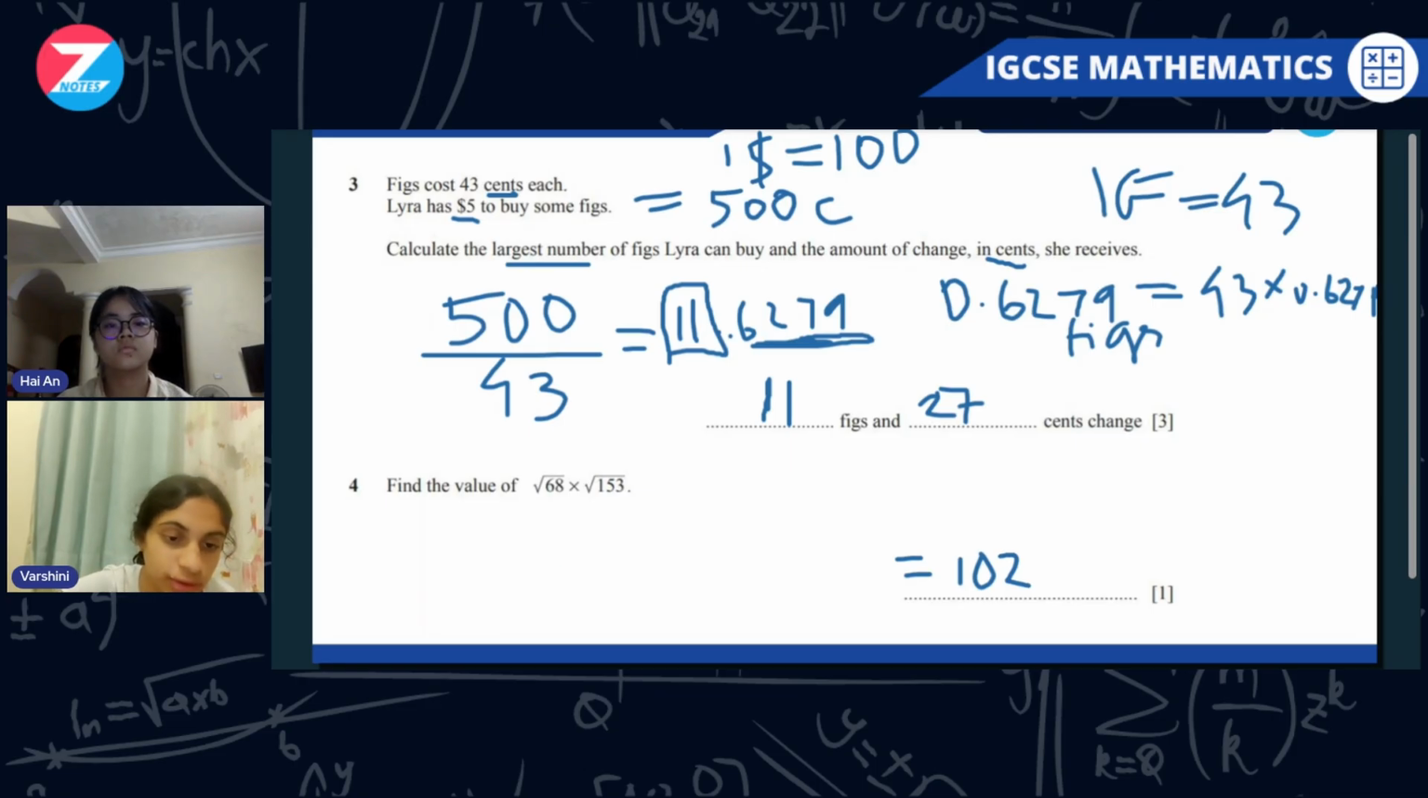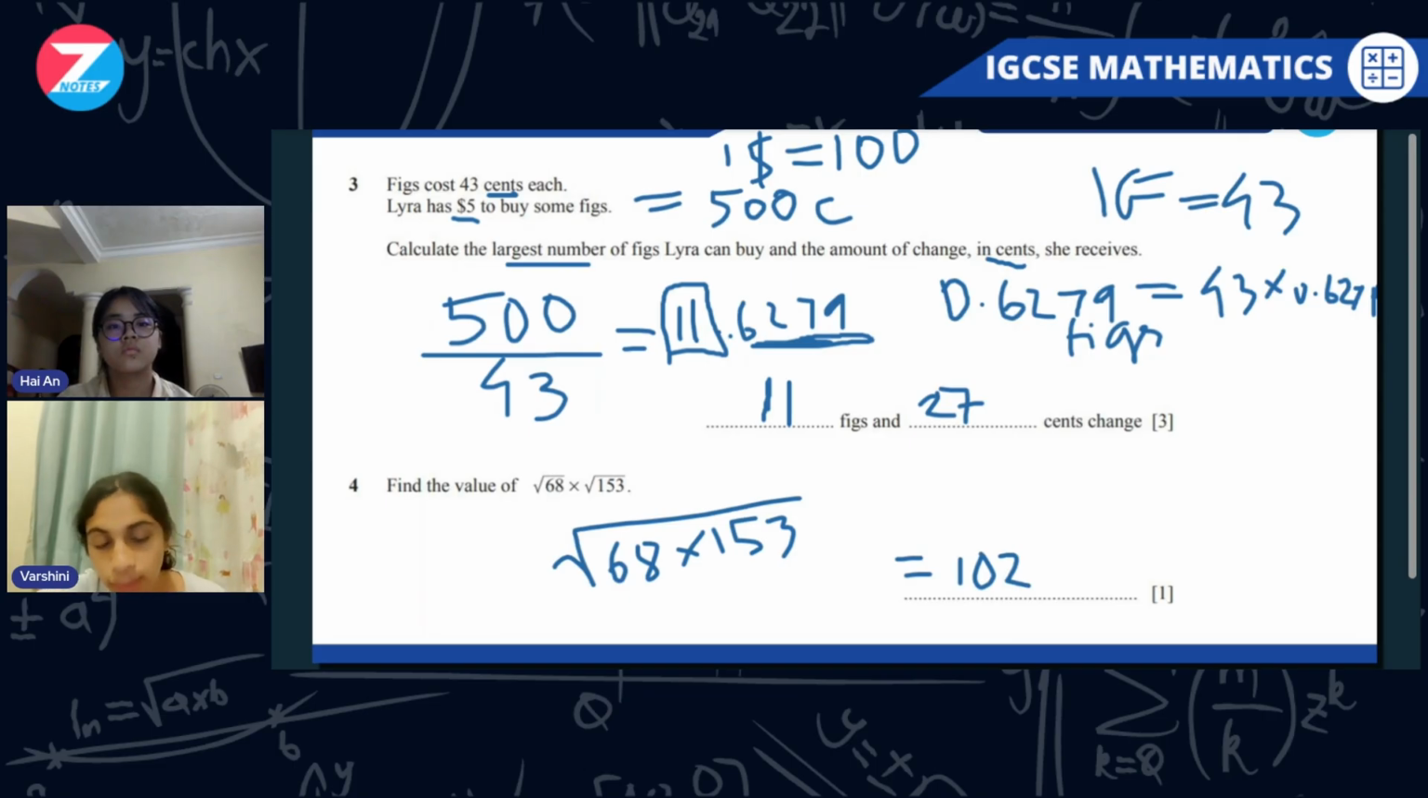Additionally, if you want, you could write this as the whole root of 68 into 153, because we know that when we're multiplying any roots, we can just multiply the numbers inside and put a large square root on top of the whole thing.